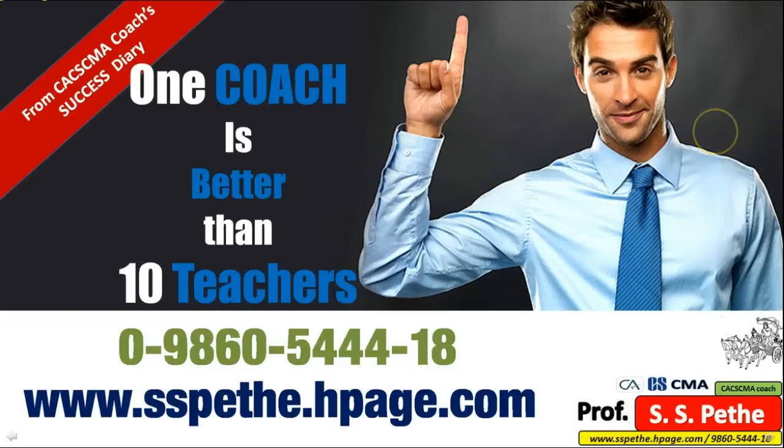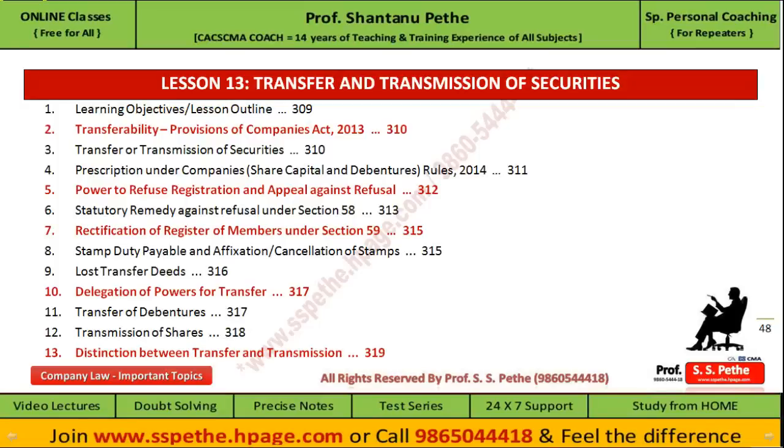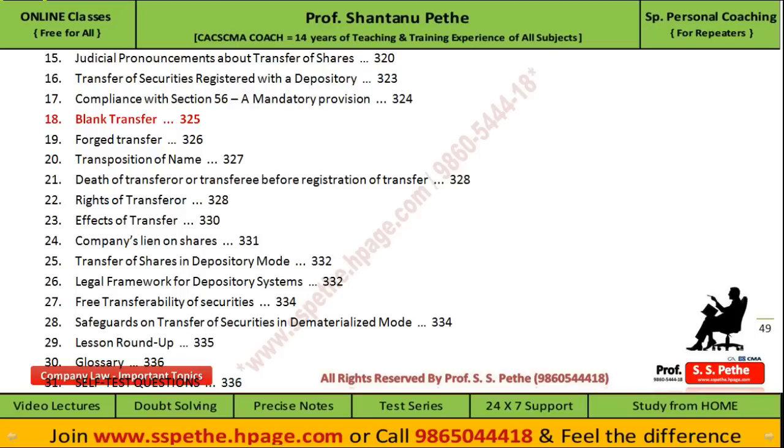Now let's move to chapter number 13, that is transfer and transmission of securities. First thing you should know is the transferability provisions under the New Companies Act 2013, and the most important here is power to refuse registration of transfer and the appeal against such refusal. Then rectification of register of members, then delegation of power to transfer. These are exercised normally by the board of directors, but it can be delegated to a committee. Distinction between transfer and transmission, and the blank transfer. These are the important topics of this chapter.